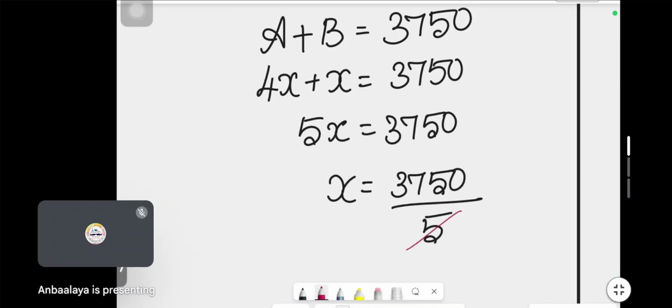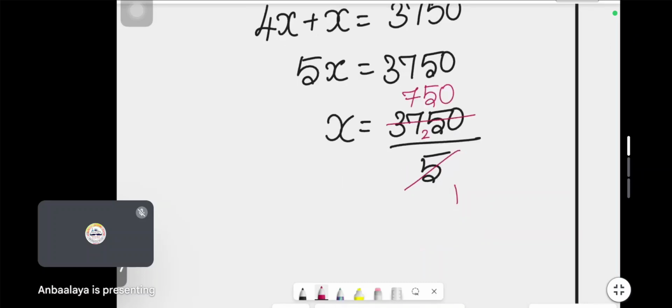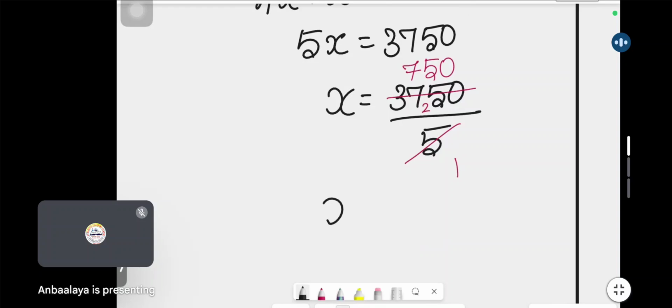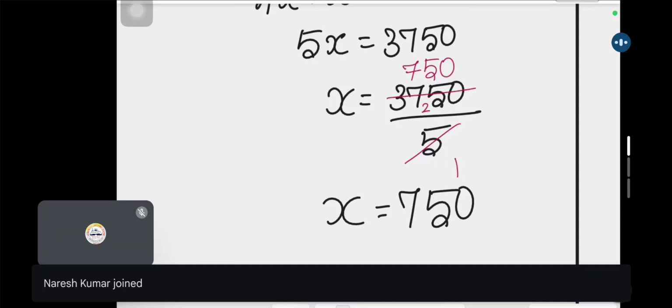5x is equal to 3750, divided by 5. How many times does 5 go into 37? 7 times 35, balance 2. 5 times 750 is 3750. X is equal to 750. Is the sum over here?